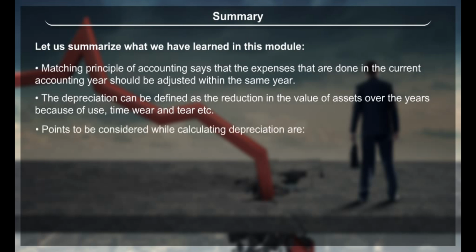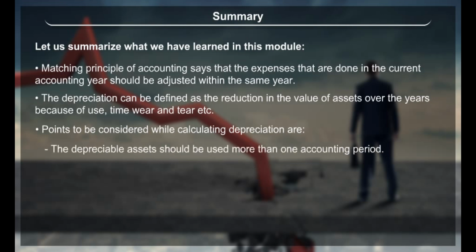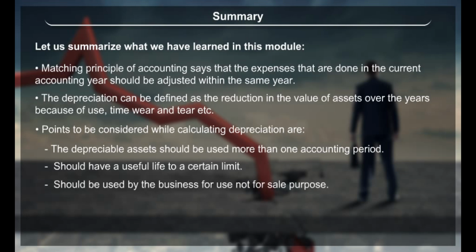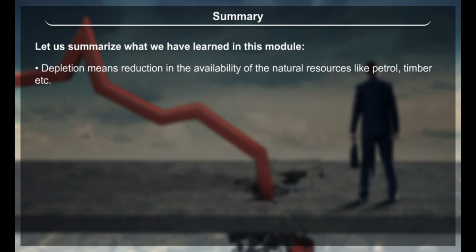Points to be considered while calculating depreciation are: the depreciable assets should be used for more than one accounting period, should have a useful life up to a certain limit, should be used by the business for use and not for sale purpose, and the expected life of an asset. Depletion means reduction in the availability of natural resources like petrol, timber, etc.